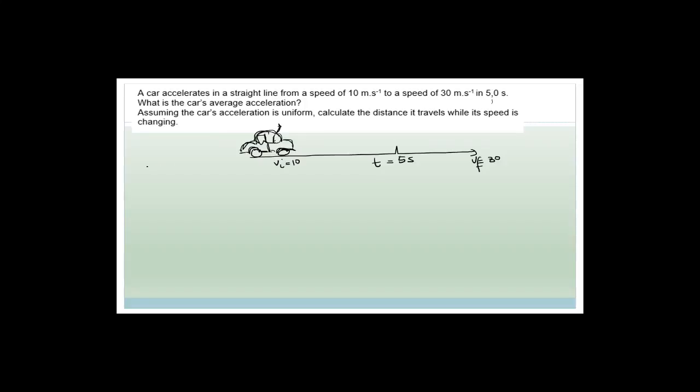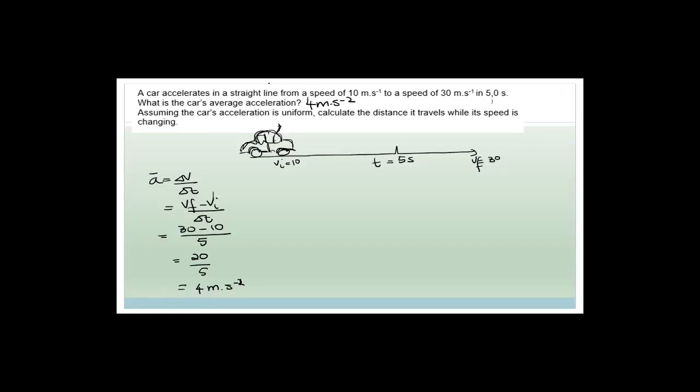Well, that's pretty easy, because do you agree that average acceleration is just the change in velocity over the change in time? So we could say that is equal to Vf minus Vi over delta t, which is 30 minus 10 divided by 5, which is 20 divided by 5, which is 4 meters per second. And because they've asked you for the speed, you don't have to worry about direction. Sorry, it's terrible. It's meters per second squared. So the car's average acceleration would be 4 meters per second squared.